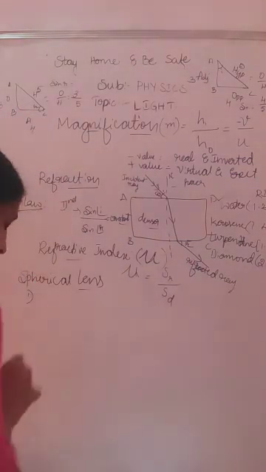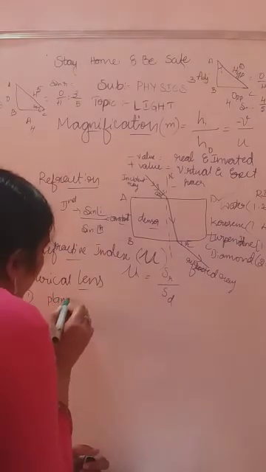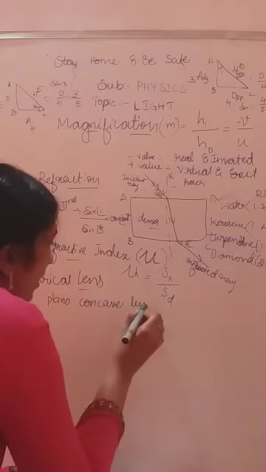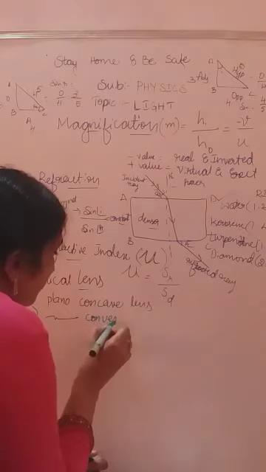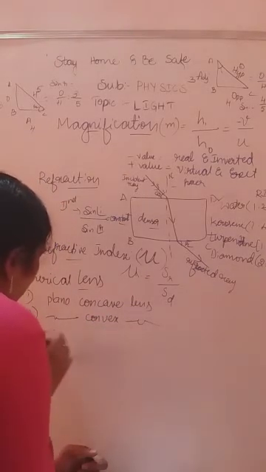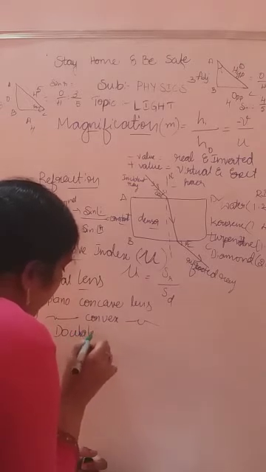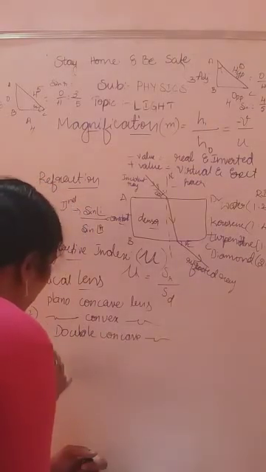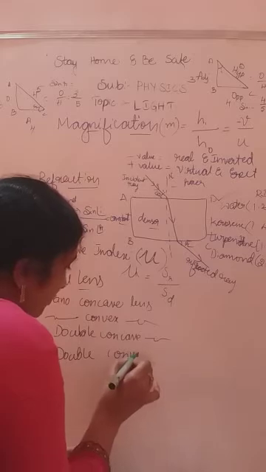One is called the plano-concave lens, or shortly known as concave. Second is the plano-convex lens. Third one is the double concave lens, and fourth one is the double convex lens. So these are the types of lens.